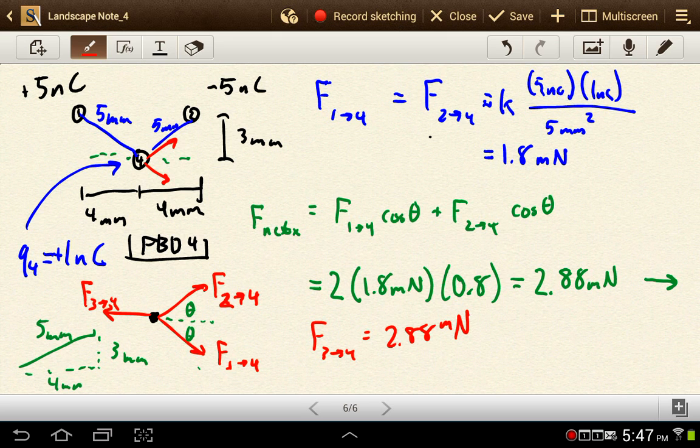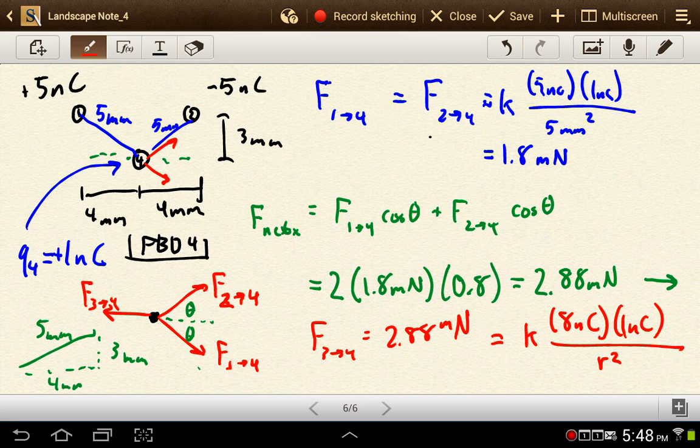So that has to equal k, which is 9 times 10 to the 9, times our 8 nanocoulombs for particle 3, times our 1 nanocoulomb for particle 4. Again, that's just the value we took to make it work, divided by r squared. If we solve this for r squared, that will tell us how far away charge 3 needs to be from charge 4.